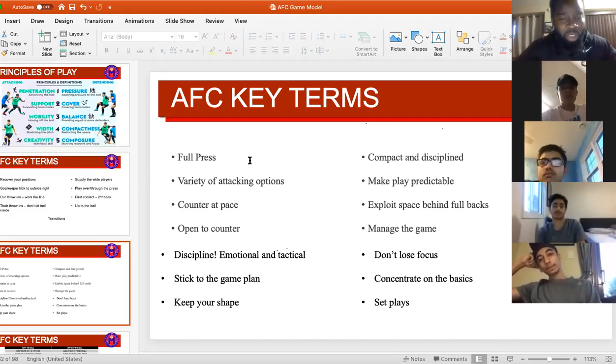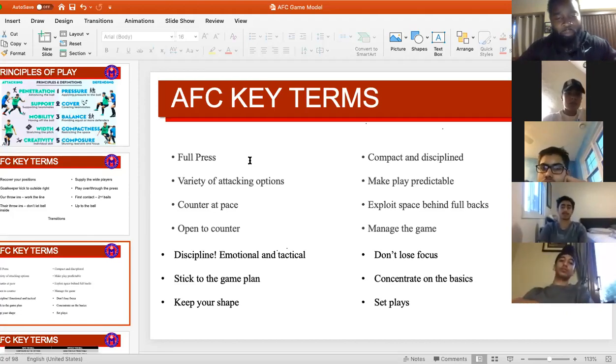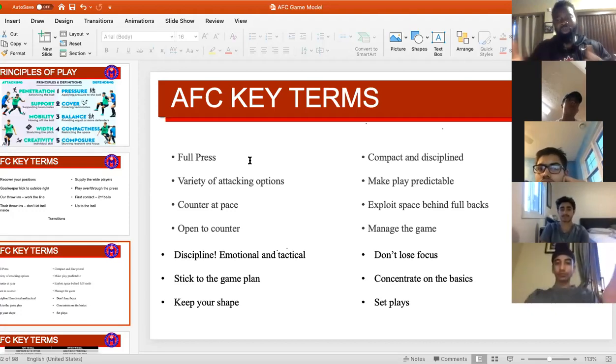We want to be disciplined, emotional, and tactical, right? We have to stick to the game plan. We can't change the game plan. We're going to keep our shape. That's the kind of word you're going to be hearing. Keep your shape, stick to the game plan. And then compact and discipline. You stay tight and be disciplined in your position.